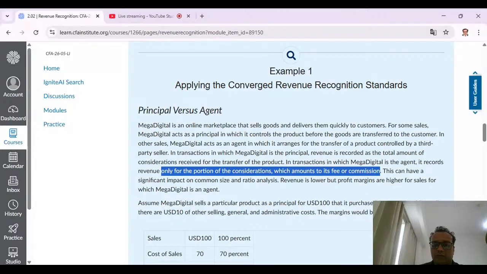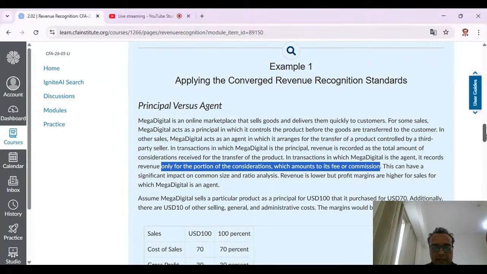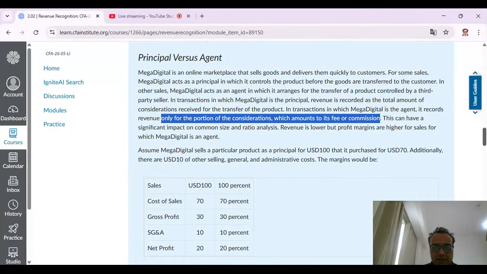If I take just Zomato and, let's say, Swiggy, they will not record the amount of food that they are sending to the customers as a sale. They will only recognize the fee amount which they are receiving either from us for delivery or from the third party restaurants for delivery. This can have significant impact on the common size and ratio analysis.